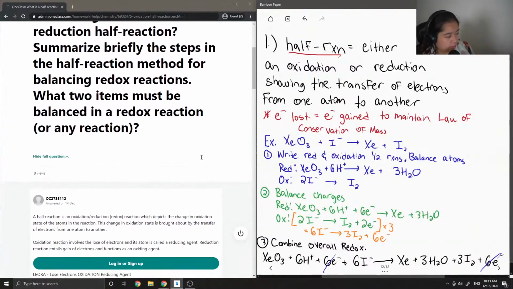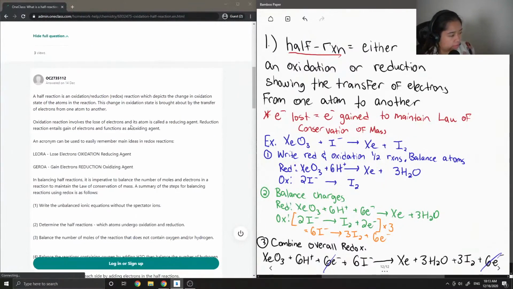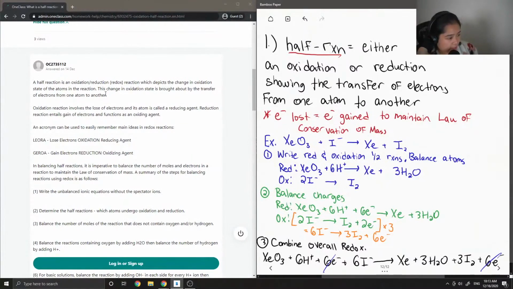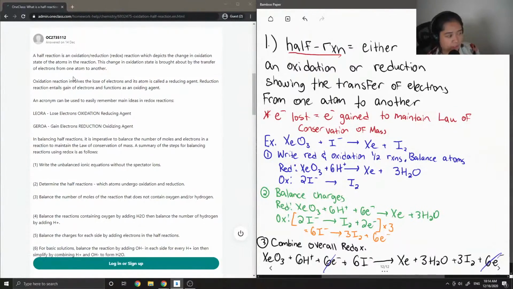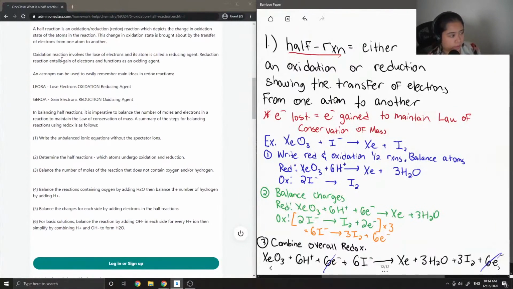Okay, so let's see what the junior tutor said. So a half reaction is an oxidation reduction redox reaction, which depicts the change in oxidation state of the atoms in the reaction. This change in oxidation state is brought about by the transfer of electrons from one atom to another. Oxidation reaction involves the loss of electrons, and its atom is called a reducing agent. Reduction reaction entails gain of electrons and functions as an oxidizing agent.